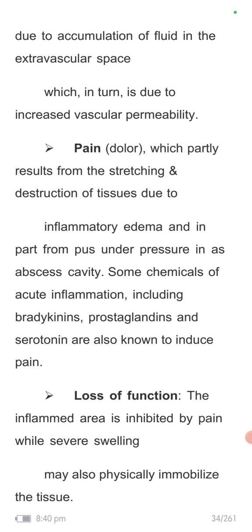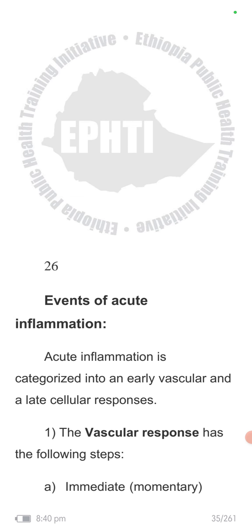Pain, dolor, which partly results from the stretching and distension of a tissue due to the inflammatory edema and in part from pus under pressure in an abscess cavity. Some chemicals of acute inflammation, including the bradykinins, prostaglandins and serotonins, are also known to induce pain. While speaking about the loss of function, the inflamed area is inhibited by pain, while severe swelling may also physically immobilize the tissues.